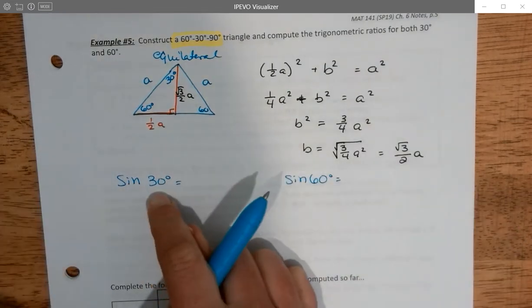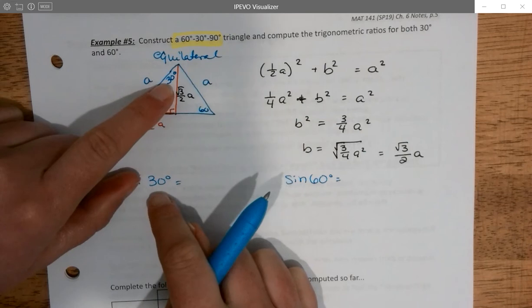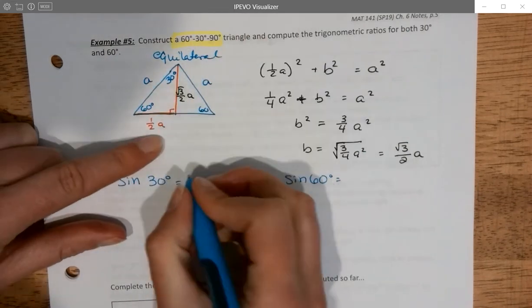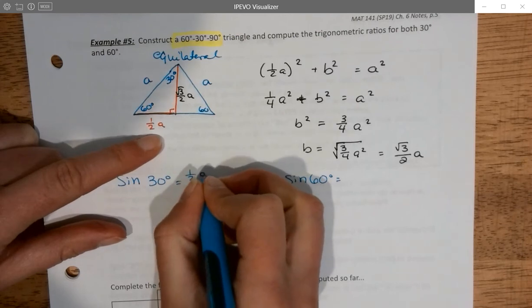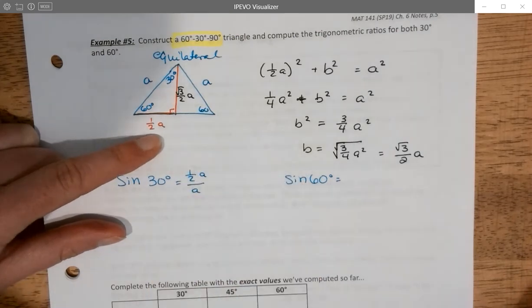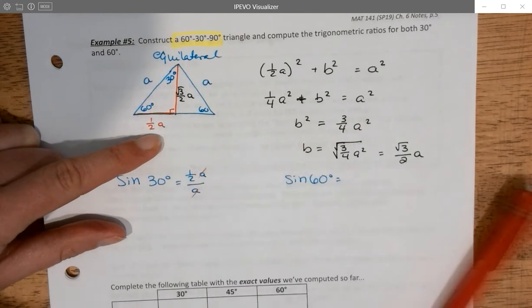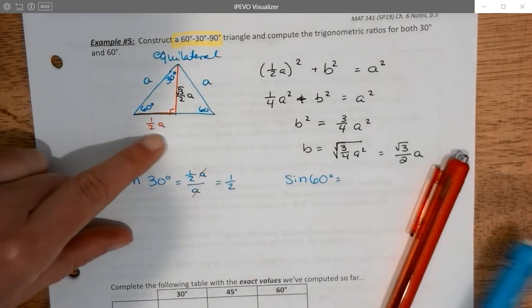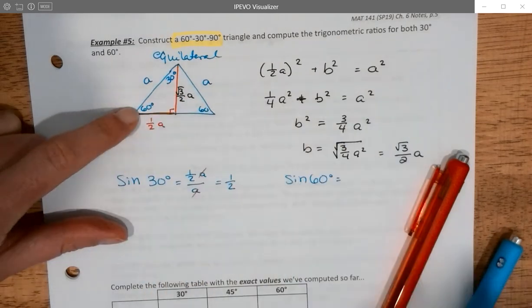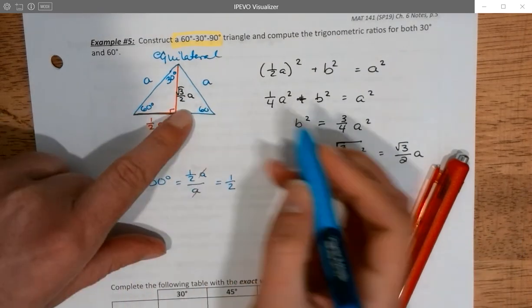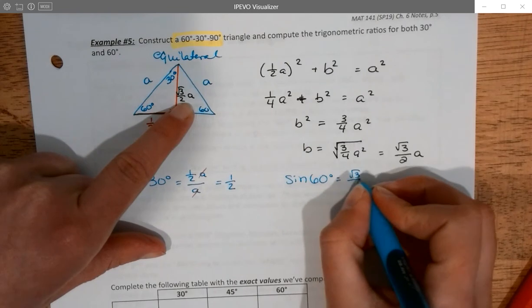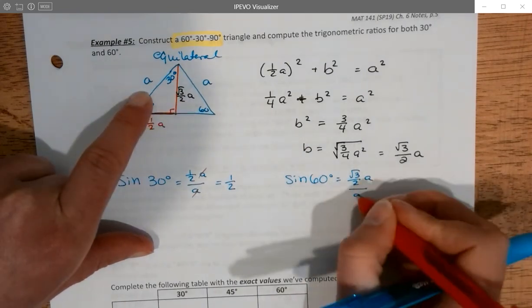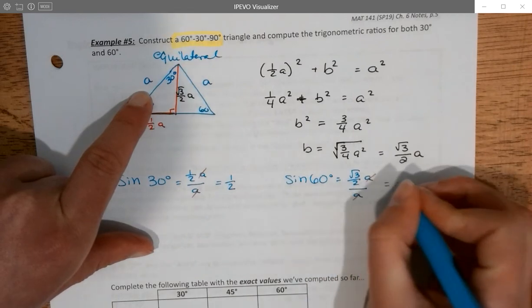First, the sine of 30 degrees. So if I'm at 30 degrees, if I go for the opposite divided by the hypotenuse, I have 1/2 a divided by a. That gives me 1/2. If I go for the sine of 60 degrees, the sine of 60 is square root of 3 over 2a divided by the hypotenuse a. It gives me square root of 3 divided by 2.